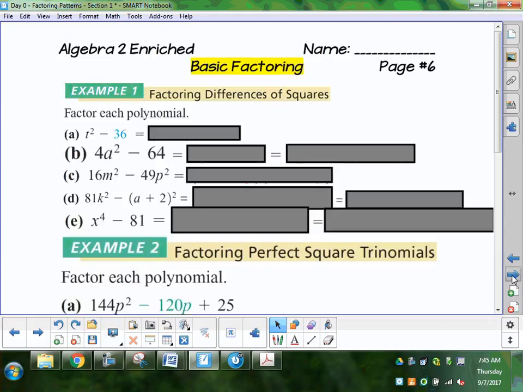Go over, please, to page 6 and have out on your desk your factoring checklist, because we need to make sure today's the day we're actually going to be banging out way more examples than before, but you've got to be able to recognize what the different types are.